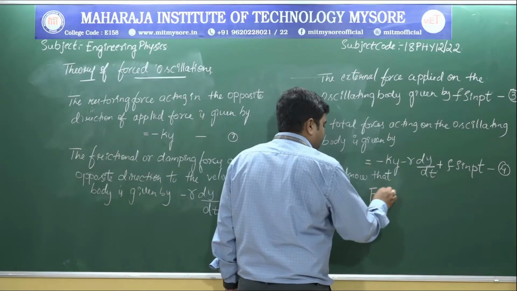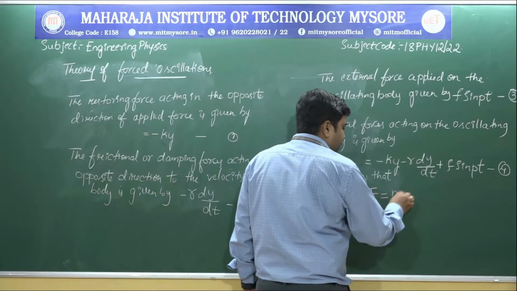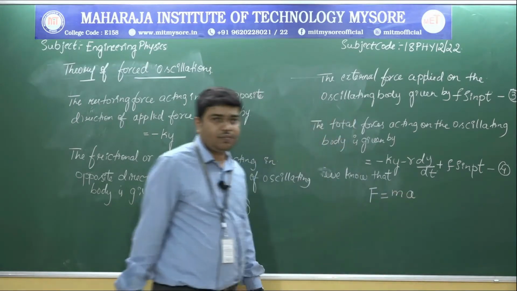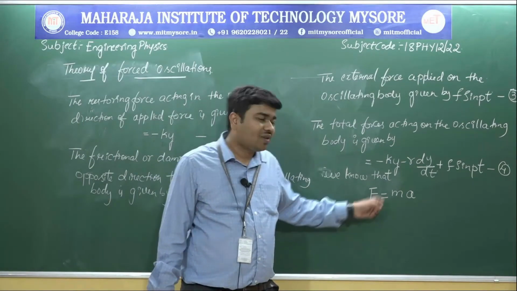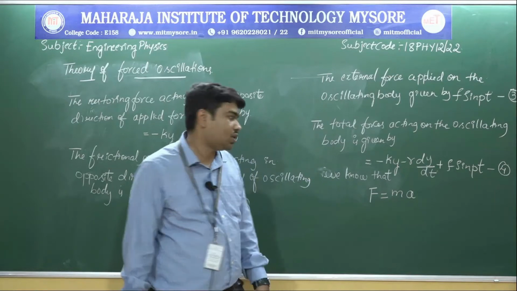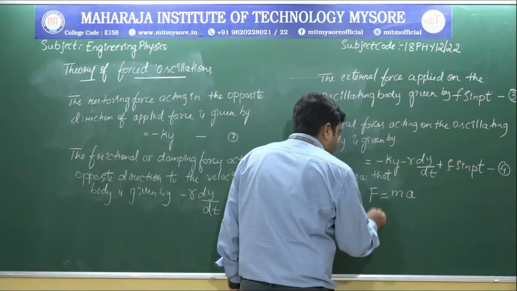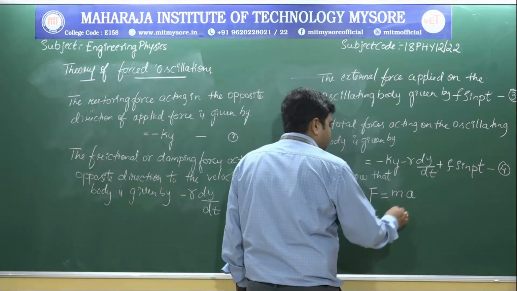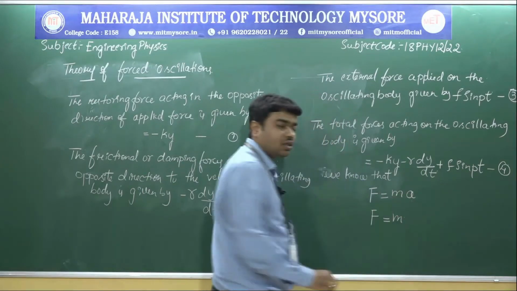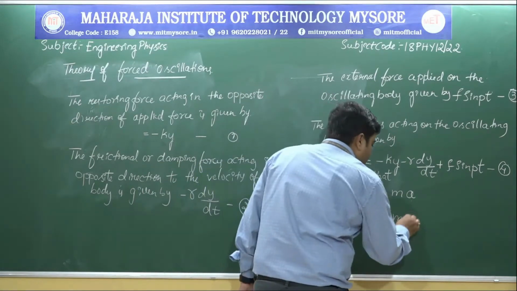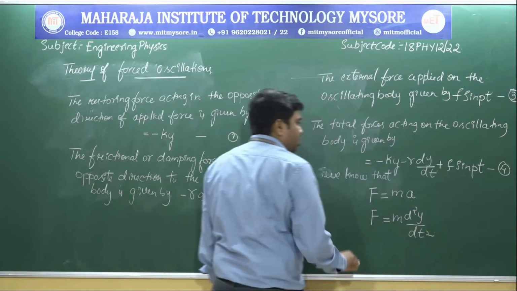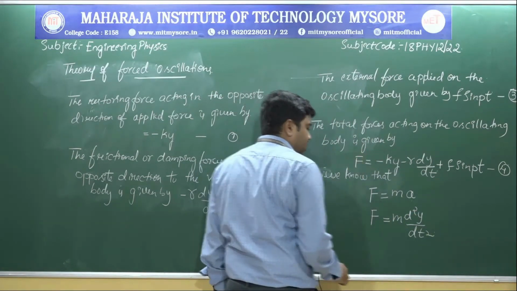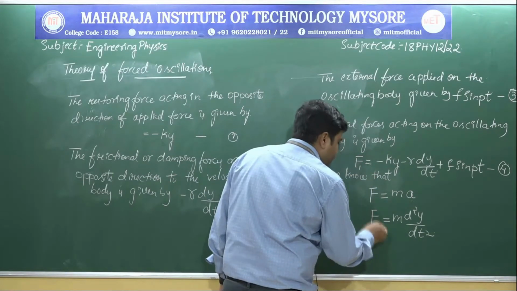The force applied is equal to its mass times acceleration due to gravity. So what we have to do is convert this expression into the differential form. We know that the force applied can be written as mass times acceleration, and the acceleration in differential form is d square y by dt square. So we'll call this F1 and this F2.